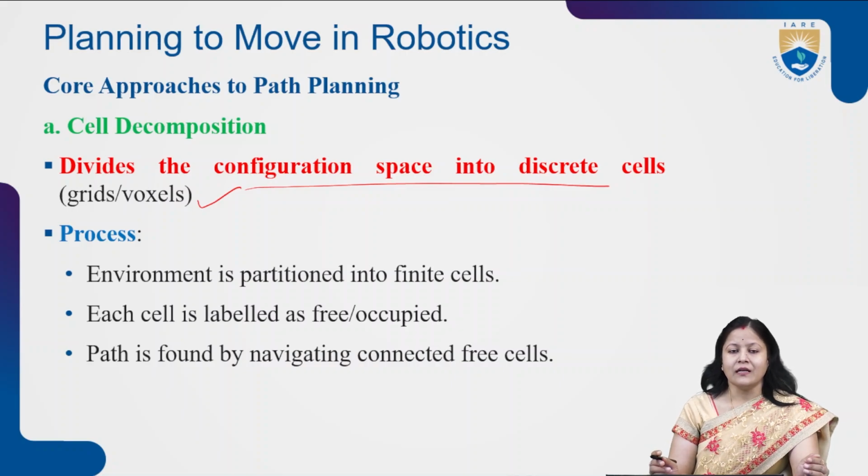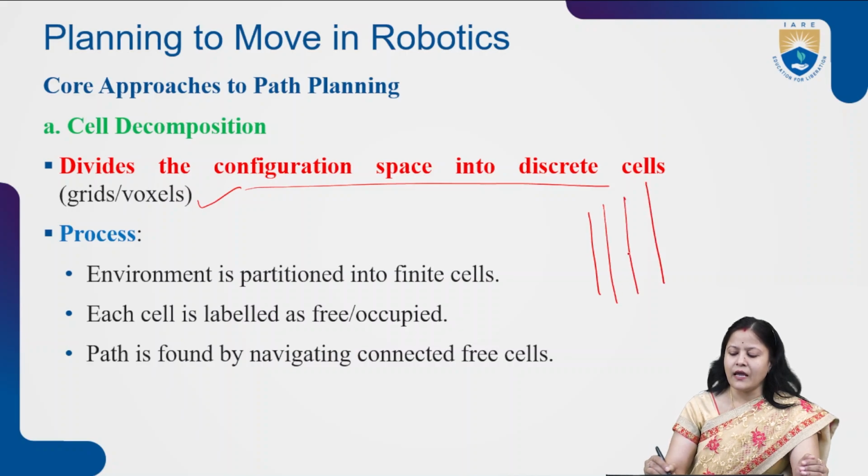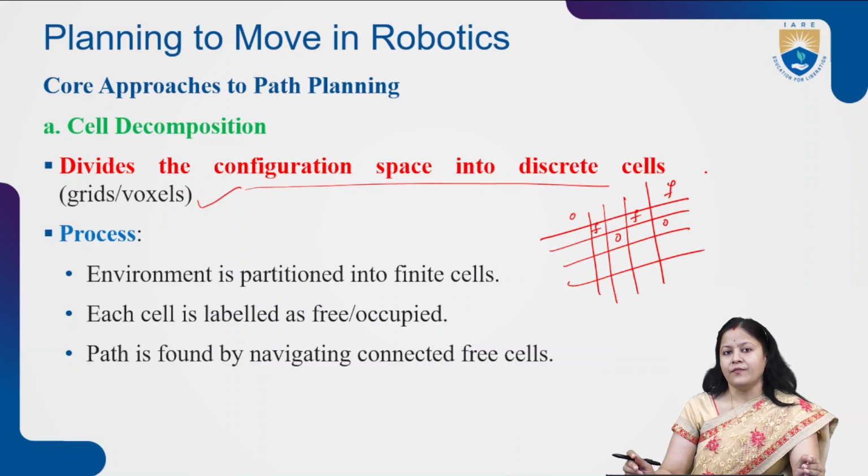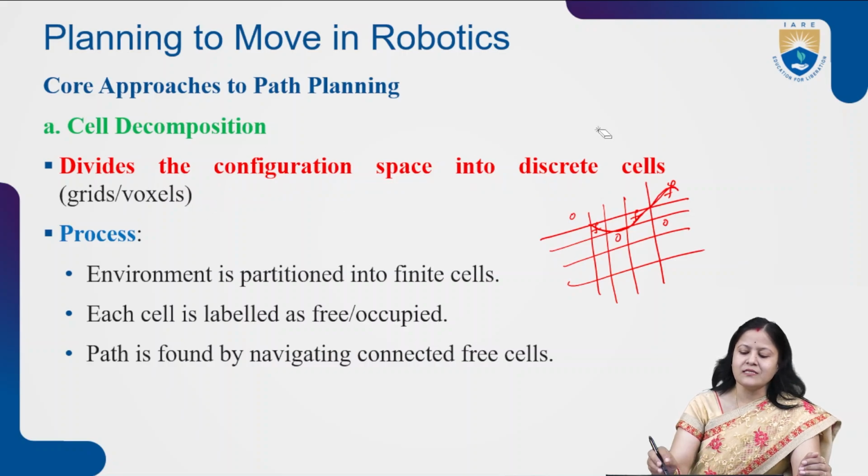The process here is that the environment is partitioned into a finite number of cells, like a grid type of structure. Then each cell is labeled as free or occupied. This is occupied, this is free, this is occupied, that's free. Like this it would be labeled, and the path is found by navigating the connected free cells. These free cells can be connected like this, so the path can be created by the robot for its movement. That is called cell decomposition.